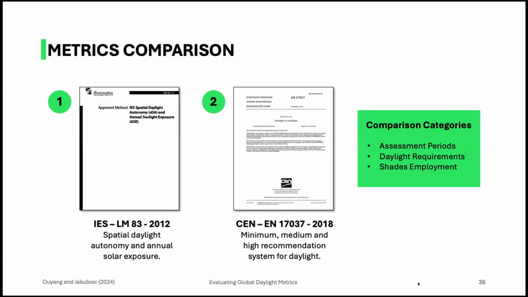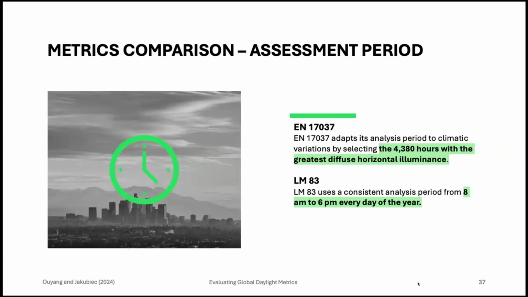So now we'll compare 2 internationally recognized daylight metrics, EN 17037 and LM83, in terms of their assessment periods, daylight requirements, and the employment of blinds. These standards have very different approaches to daylight evaluation, which we'll look at in detail.